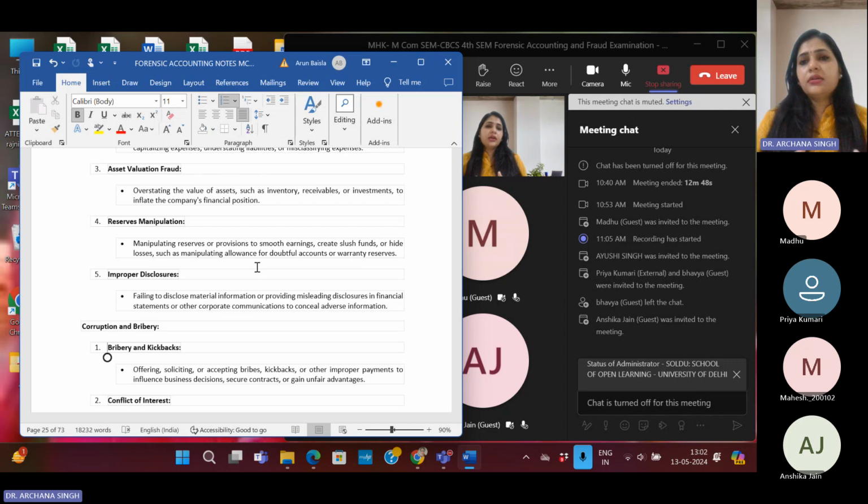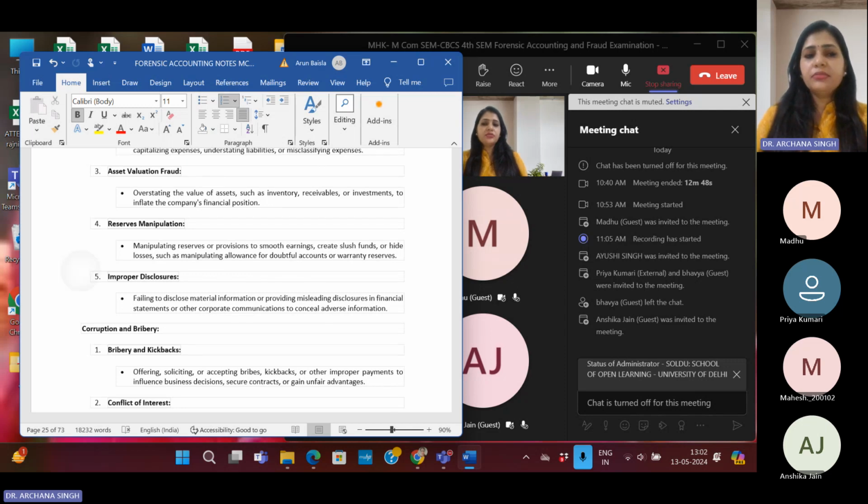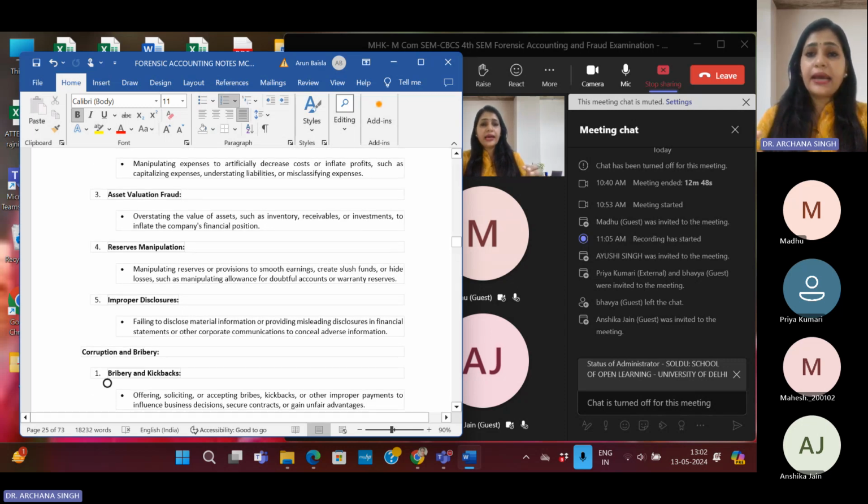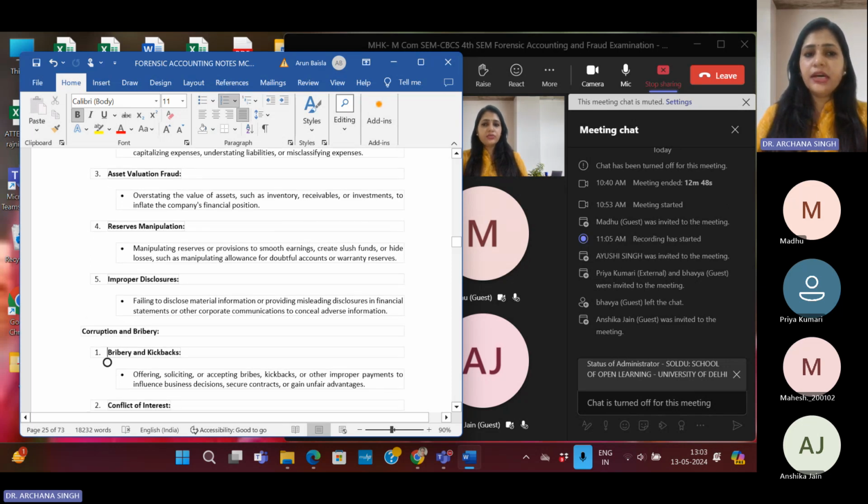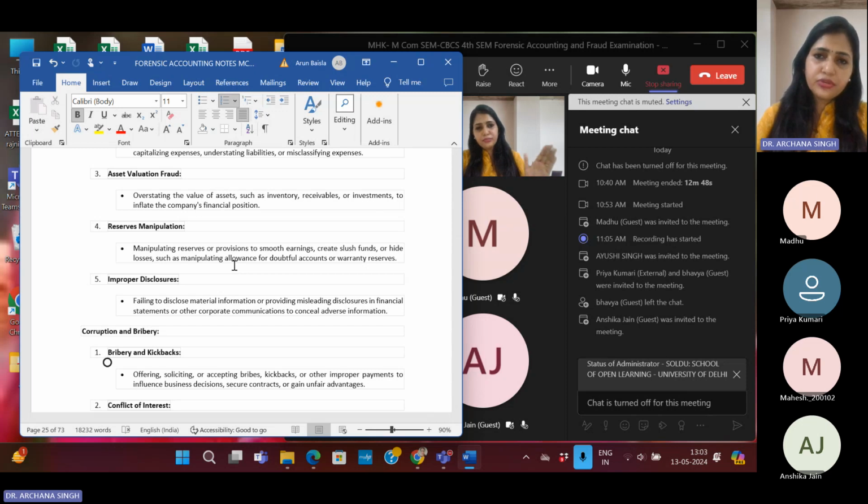Improper disclosure means they are not disclosing the true and actual view of the financial statement. They are not disclosing the material information which provides the actual position, financial performance or financial position of that organization. So they are concealing that information.